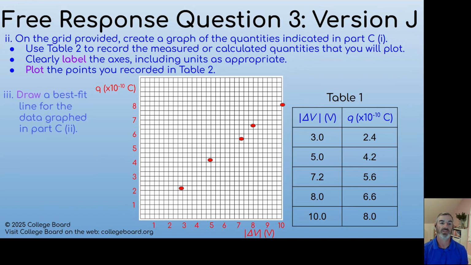The next part asks us to draw a best fit line for the graph in part C. Here's where you should always use a straight edge. You're supposed to be provided a ruler on the exam, but if you're not, you can always use the edge of your calculator or your Chromebook or your laptop to draw a straight line on your paper. So we draw our straight line and we have our graph recorded for part C.